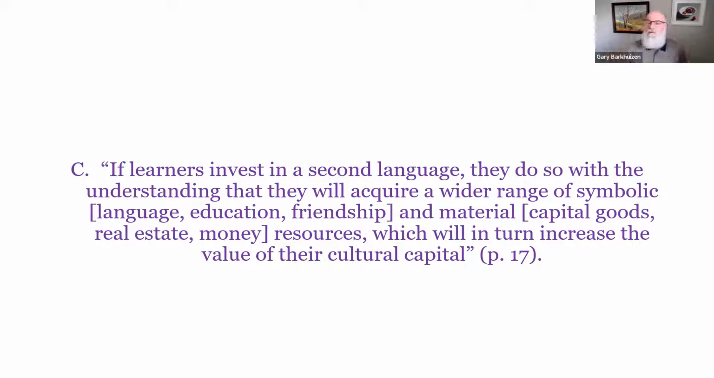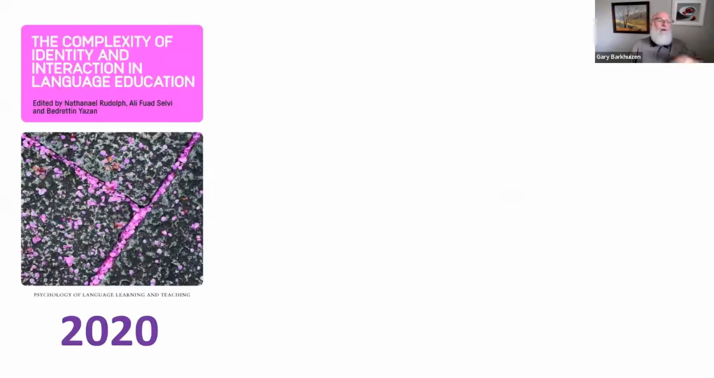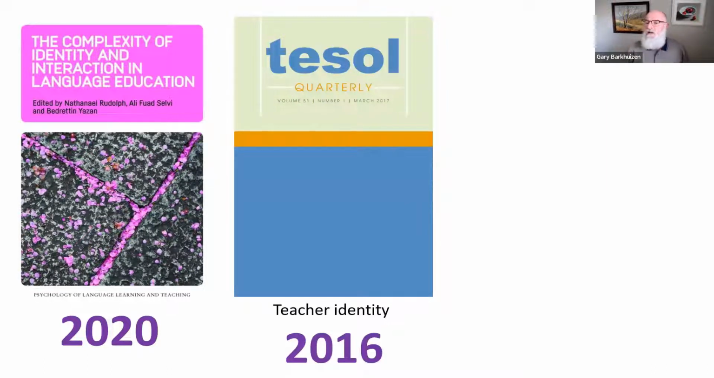So since this work was published in '95, lots of other work and lots of discussions and debates about what identity is has been published for the past 25, almost 30 years. So just for example, here's one book, The Complexity of Identity and Interaction in Language Education. This is just one book from 2020, from many books before that. In 2016, there was a special issue of TESOL Quarterly, not on learner identity, but teacher identity. So there was an interesting shift to looking at identity. We're talking about trends, right? So an interesting shift to looking at teacher identity.